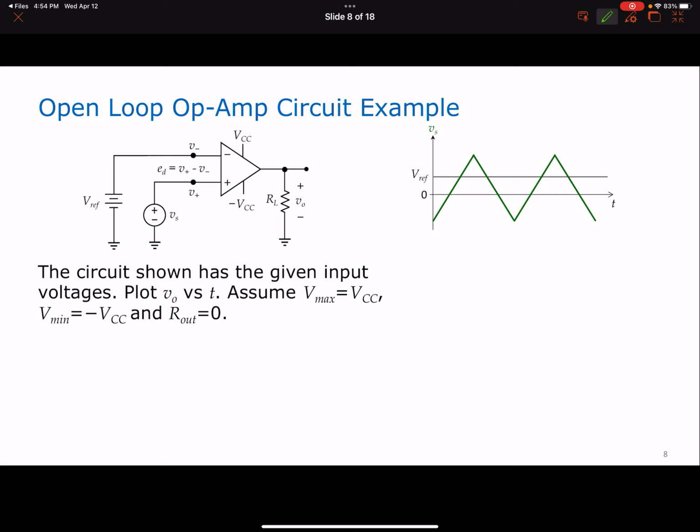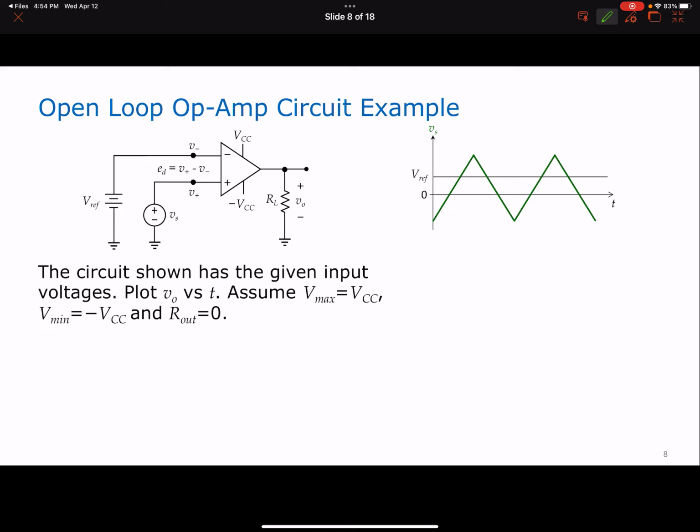What is the output going to look like? Let's assume that we want to plot V sub O versus t. Just to simplify things, let's assume that Vmax is equal to VCC and Vmin is going to be minus VCC. In other words, the output is limited directly by your positive supply voltage and your negative supply voltage. Let's also assume that R out is equal to 0.